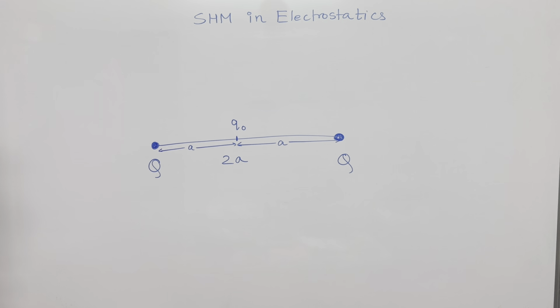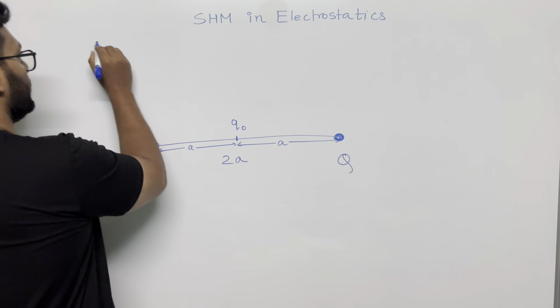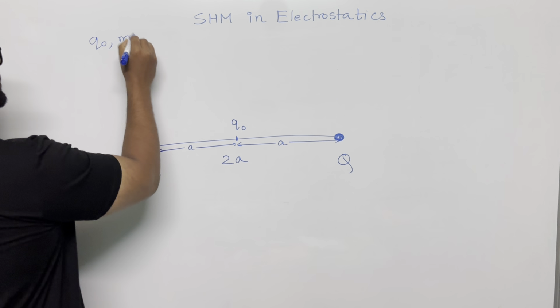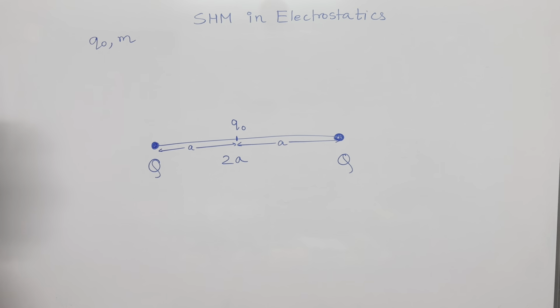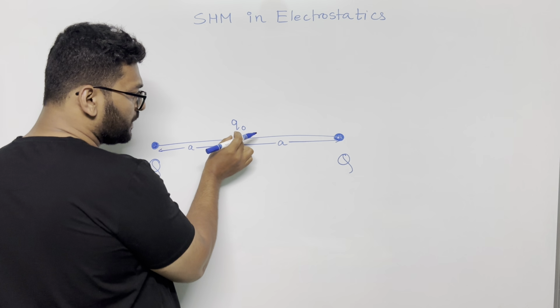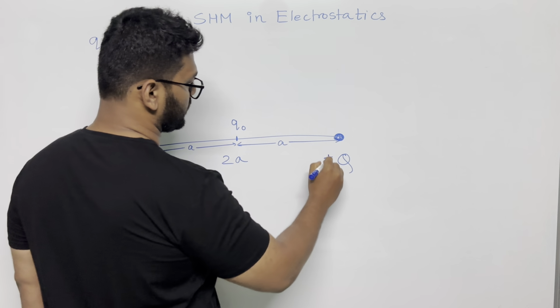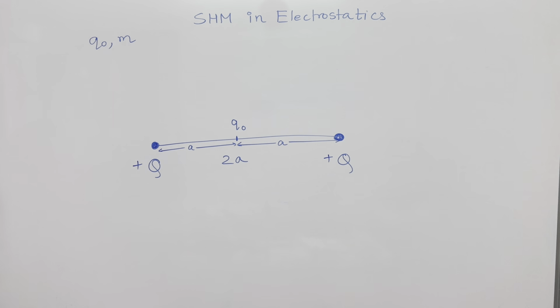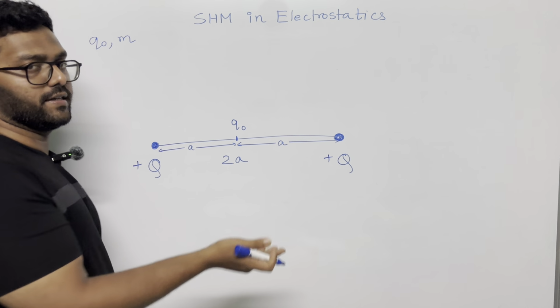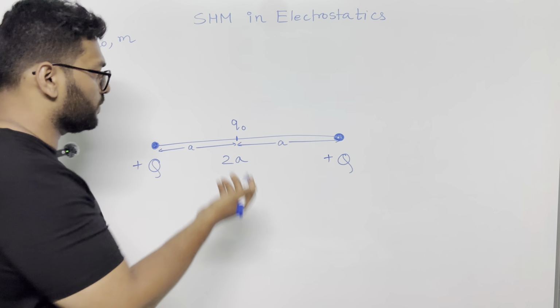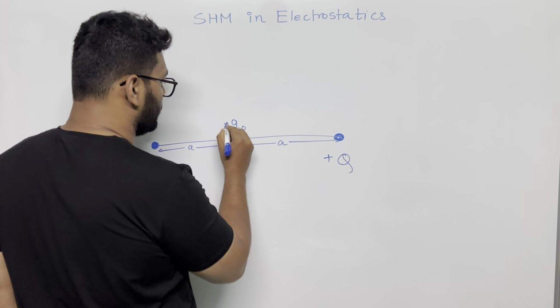Now what they are saying is that it has a mass m. It has a charge Q0 and mass m. By the way, both of these are positive charges. This can be positive or negative, the story will be the same. So let's assume it is positive, correct?